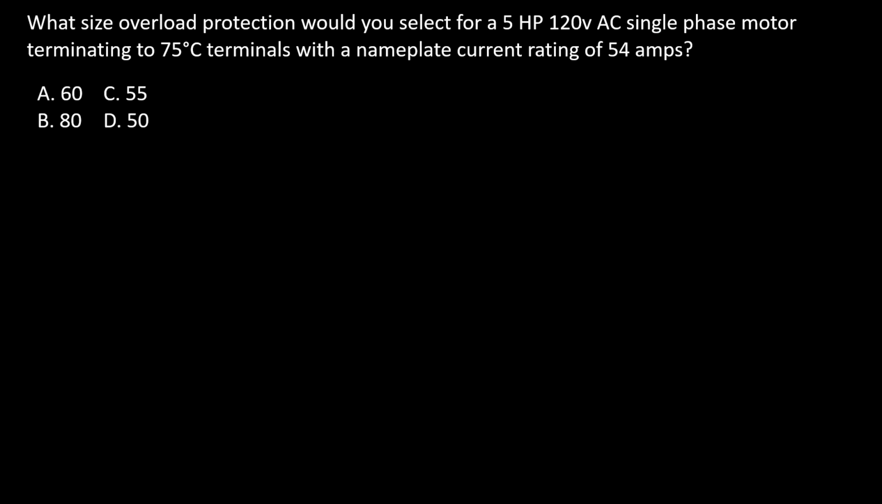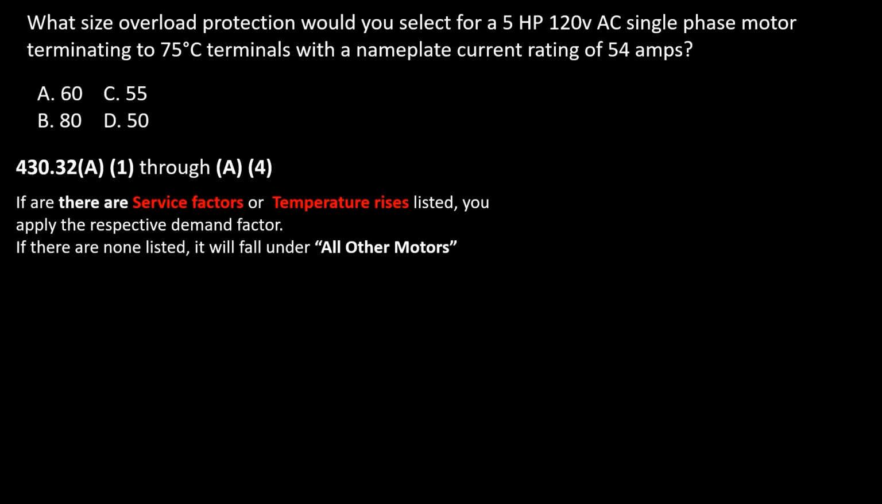What size overload protection would you select for a 5-horsepower, 120-volt AC single-phase motor terminating to 75° C terminals with a nameplate current rating of 54 amps? That's the section in the code that we're going to be working from throughout this entire video today. So if there are service factors or temperature rises listed, you're going to apply the respective demand factor. If there are none listed, it's going to fall under the category of all other motors.